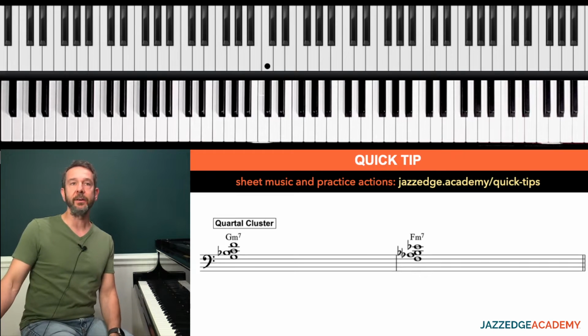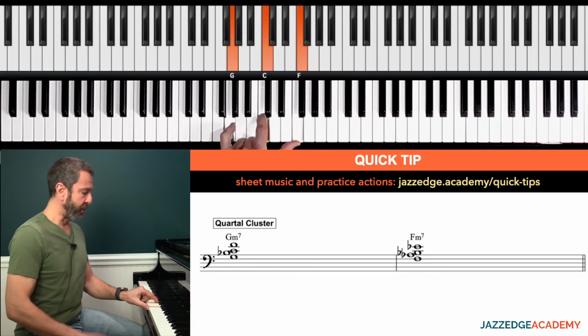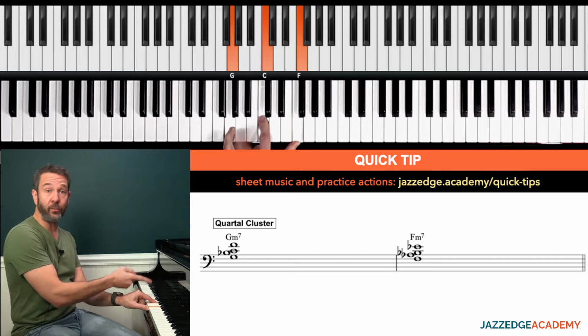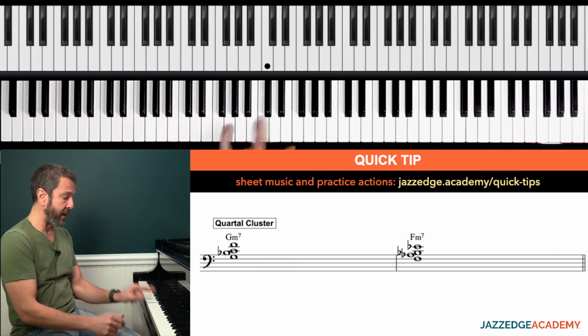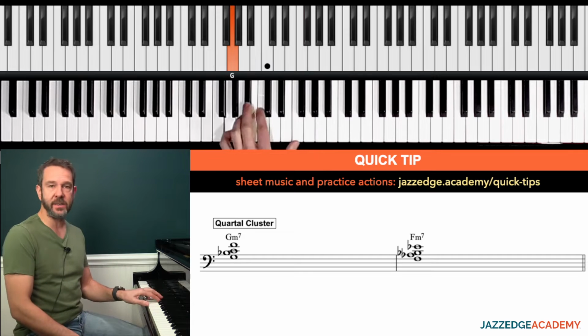All right, so let's take a look at another cluster. This is a quartal cluster. So we could start, first of all, by just playing quartals. And all I'm doing is playing a quartal right on the root. And I'm playing a quartal up. That's a fourth and a fourth. Stacked fourths. Of course, we have lessons on this as well, right?